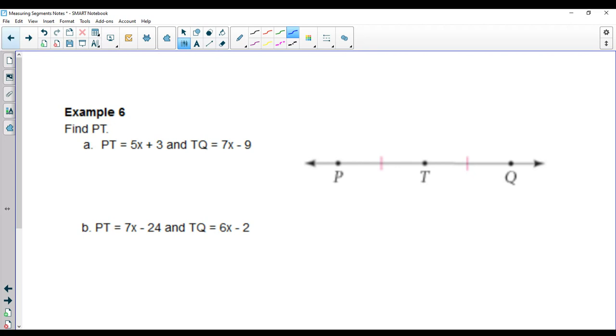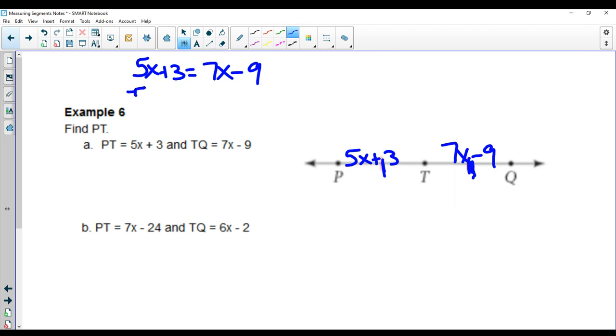Do I know this is a midpoint? Yes, because I see congruent tick marks. Okay. PT is 5x plus 3. I'm going to come label. PT is 5x plus 3. TQ is 7x minus 9. Okay? So if I want to know how long PT is, I first have to find out what x is. So I'm going to come up here and make me an equation. 5x plus 3 equals 7x minus 9.